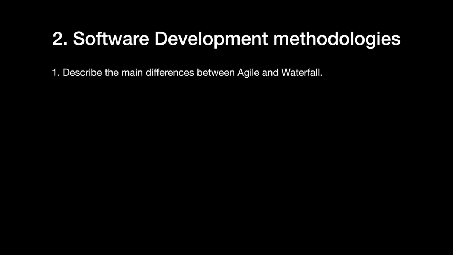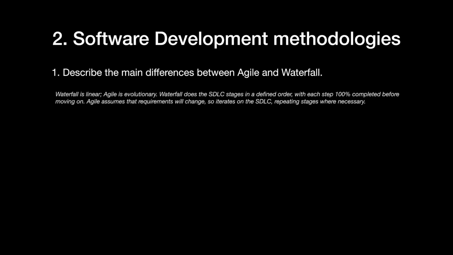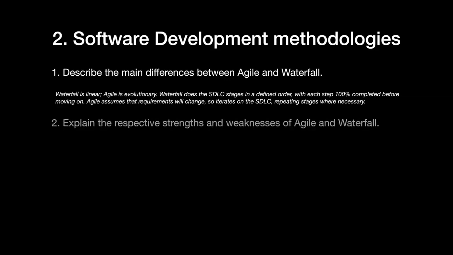2. Software development methodologies. 1. Describe the main differences between Agile and Waterfall. Waterfall is linear, Agile is evolutionary. Waterfall does the software development lifecycle stages in a defined order, with each step 100% completed before moving on. Agile assumes that the requirements will change, so it iterates on the SDLC, repeating stages where necessary.